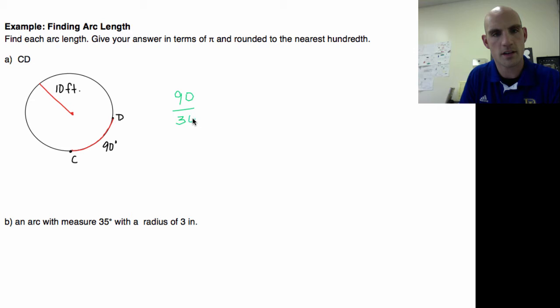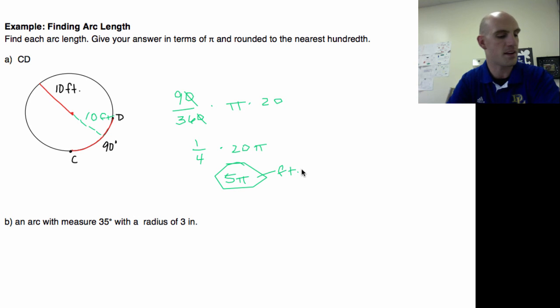90 out of 360 times circumference. That's the radius, so this is 10 feet, so the circumference is pi times 20. So 1/4, because it's 90 out of 360, which is 1/4, times 20 pi. That's going to be 5 pi for my answer, and that's going to be feet. 5 pi feet is the answer to that one. Okay, so the same principle, we're multiplying a portion of the whole circle times the measurement that I want. That's all there is to it, guys.